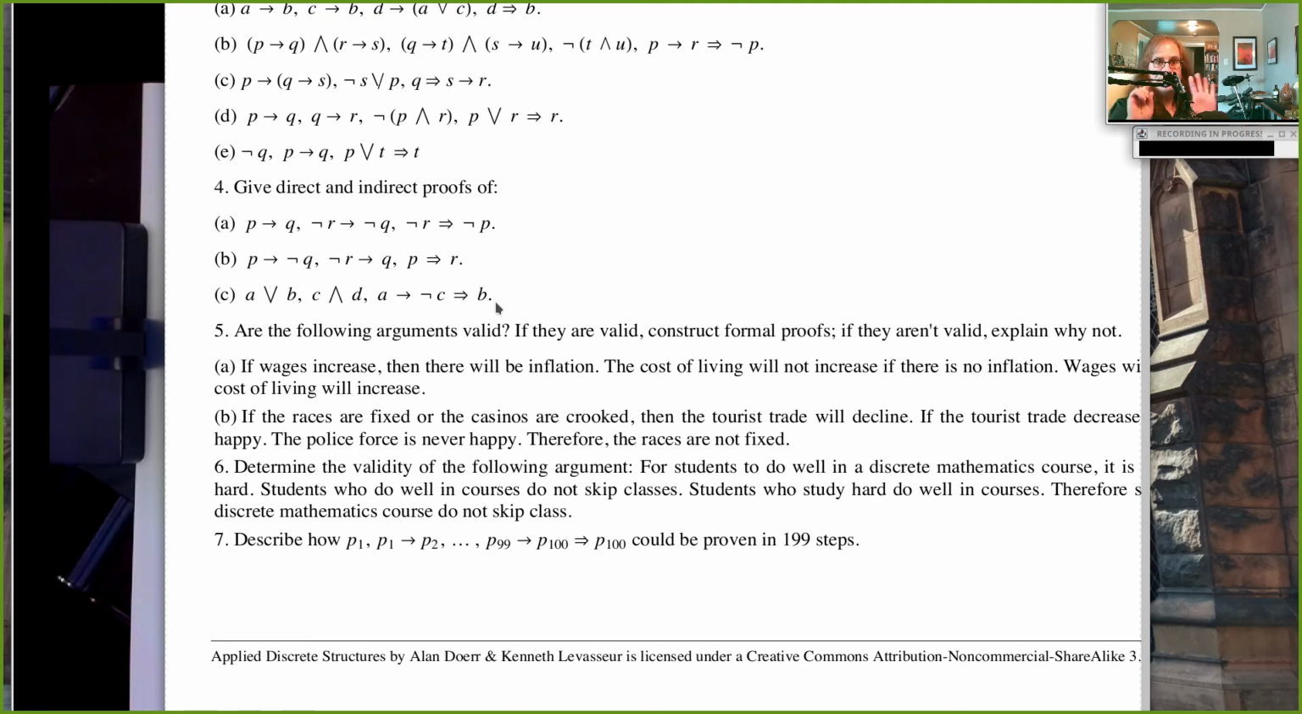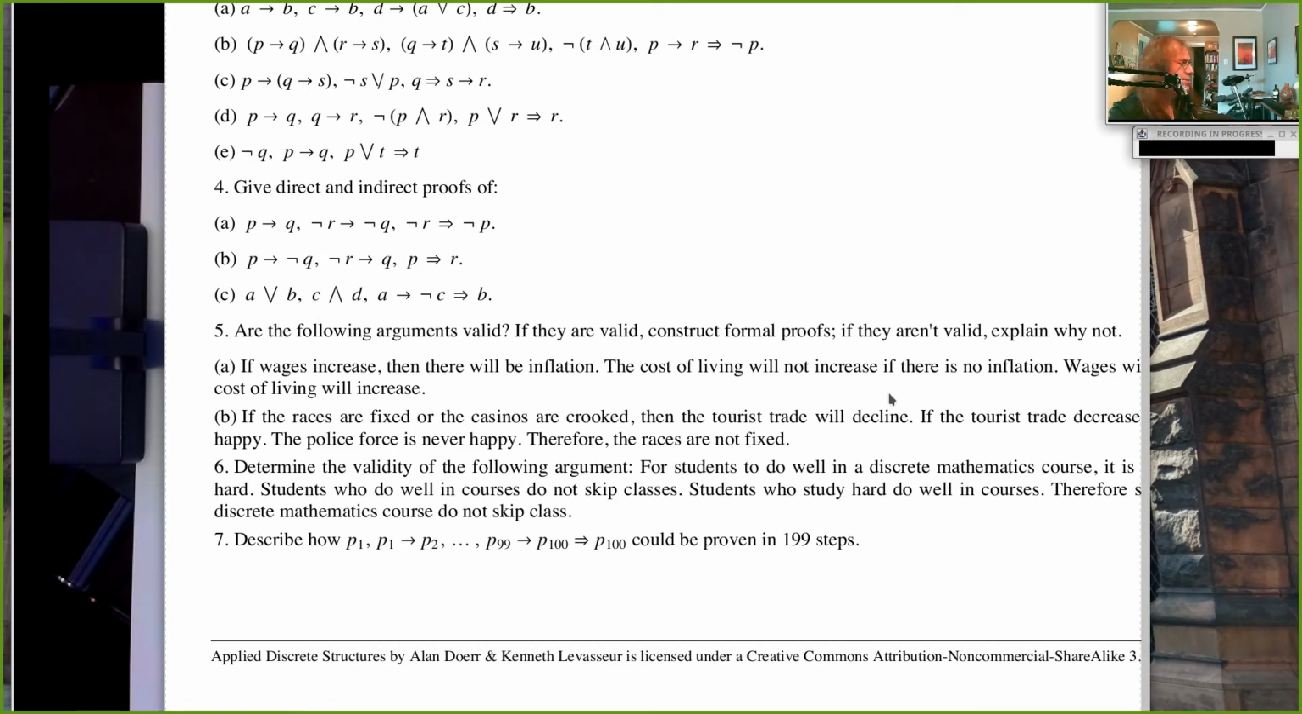So you're going to do a total of 6 proofs for question 4. You're going to do a direct and indirect proof of A, and then a direct and indirect proof of B, and then a direct and indirect proof of C. So 6 proofs total. And then question 6 is a word problem.